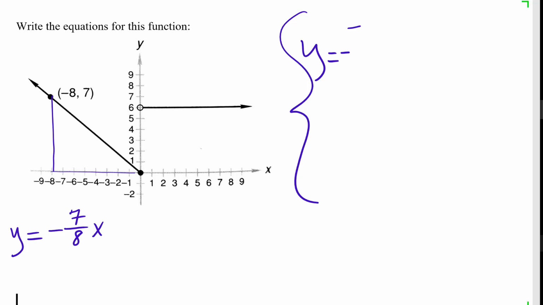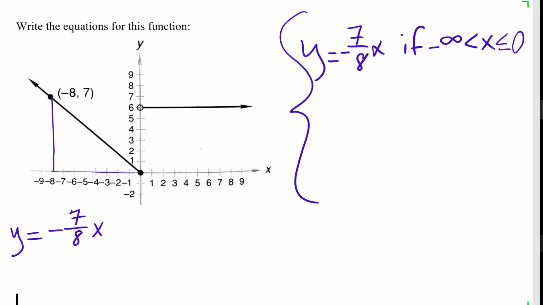So when I write the equations, that one is y equals -7/8 x if x goes from negative infinity, and you don't ever put less than or equal to when you're talking about infinity because nothing can ever reach infinity, to less than or equal to 0, because you can see there's a closed dot on 0 for that part of the graph. So that's what's going on as you go from negative infinity to 0 on your x-axis.